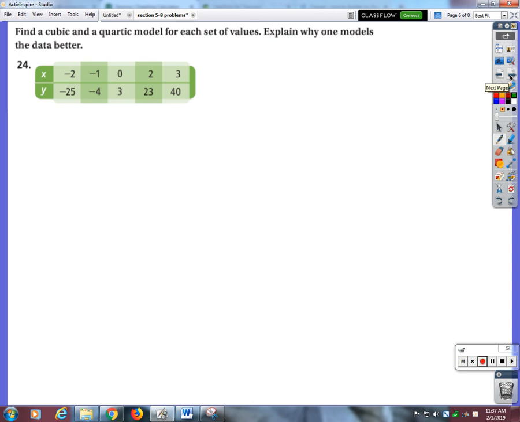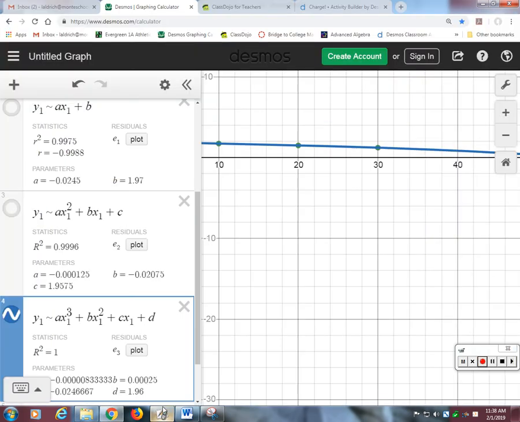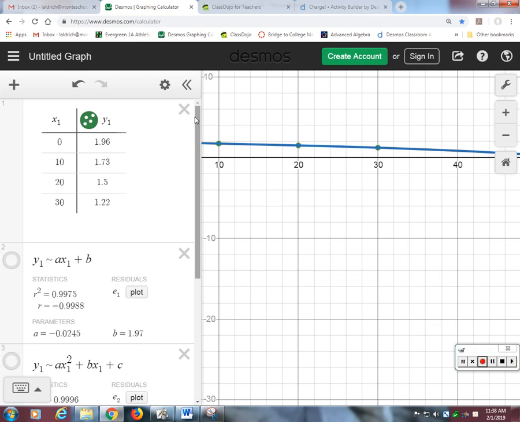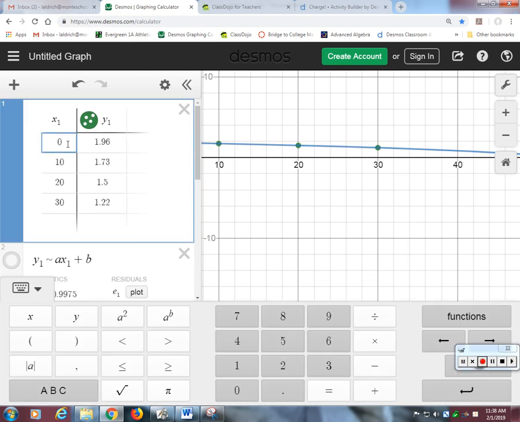Number 21 was confusing because you had to use information from another problem. That's not how this is normally going to go. So now I'm given the table of data, so I need to just go to Desmos and type that in for my x's, okay? For number 21.